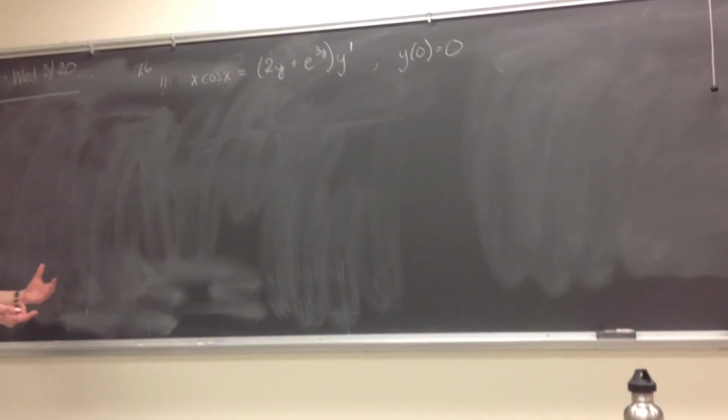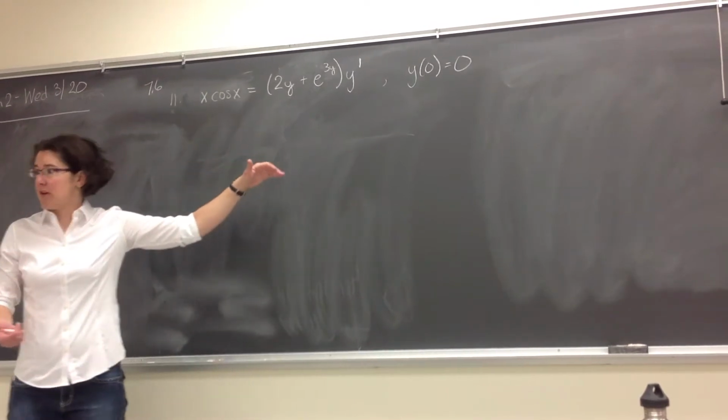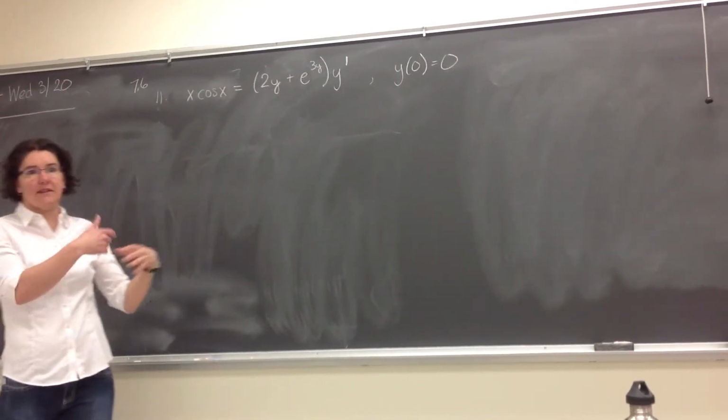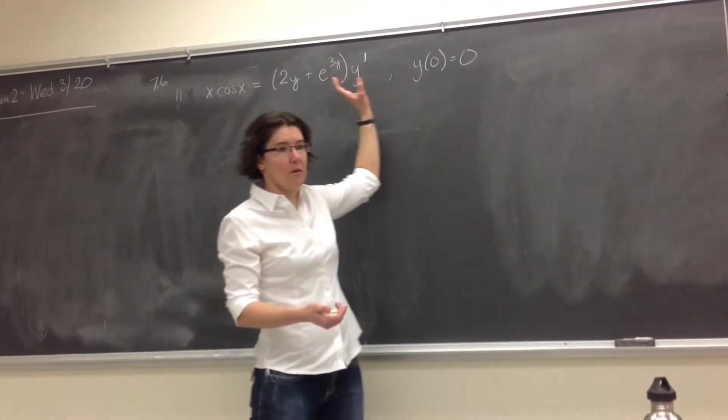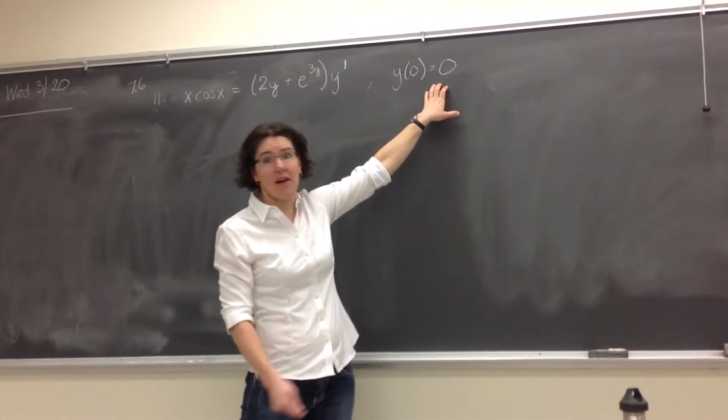And our goal is going to be to, first of all, find a general solution, which will have a plus c somewhere in it. And then once we figure that out, then we need to figure out what that c value should be to satisfy our initial condition.